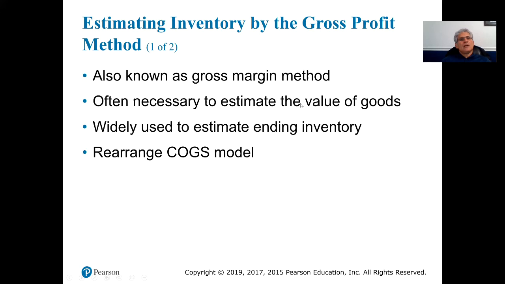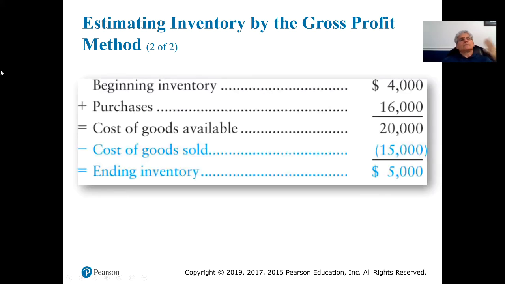What can we do? So when we're talking about estimating inventory by the gross profit method, this is also known as the gross margin method. And this is often necessary to estimate the value of goods. The example I gave you is that if a fire was right in the middle of the month, or we hadn't taken an inventory recently, then we're going to be stuck with trying to figure this out. This is widely used to estimate ending inventory, and we rearrange the cost of goods sold model, or the previous formula that we had learned. So how do we do this?